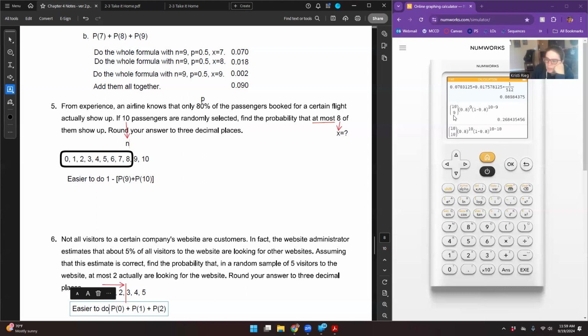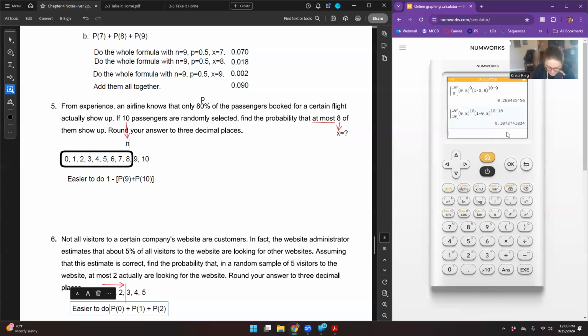So I did the probability of 9. So I have 10 choose 9, 0.8 to the 9th power, 1 minus 0.8 to the 10 minus 9th power, and I got my answer there. And then I just typed in probability of 10. So 10 choose 10, 0.8 to the 10th power, 1 minus 0.8 to the 10 minus 10 power. So that gives us that number.